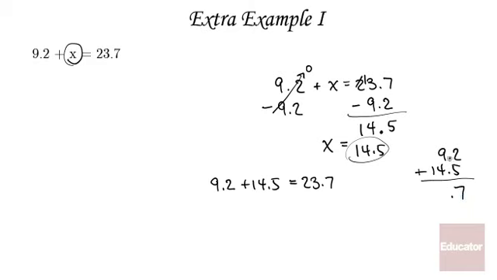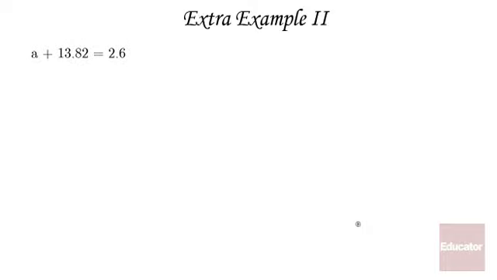2 plus 5 is 7. 9 plus 4 is 13. Carry the 1. 23.7. And yes, we did it correctly. So x equals 14.5. Let's look at our next example.